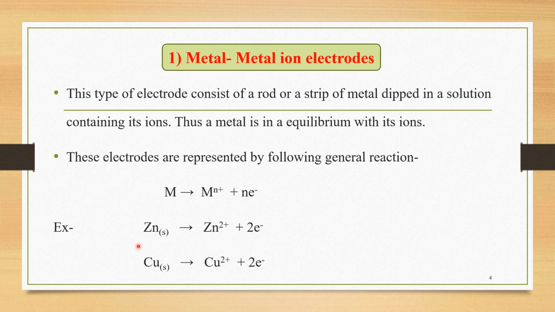We can say that in these examples, the metals are zinc as well as copper. This zinc and copper are in equilibrium with their metal ions, that is, zinc is in equilibrium with Zn2 plus and copper is in equilibrium with Cu2 plus. That's why this type of electrode is called a metal ion electrode.